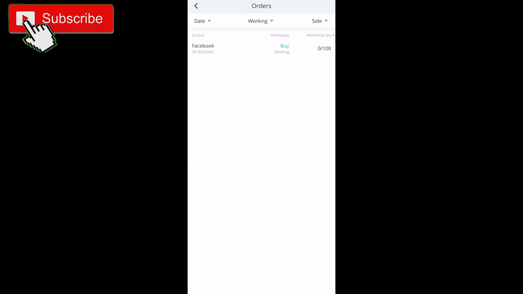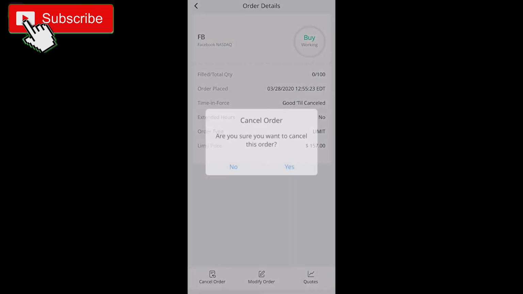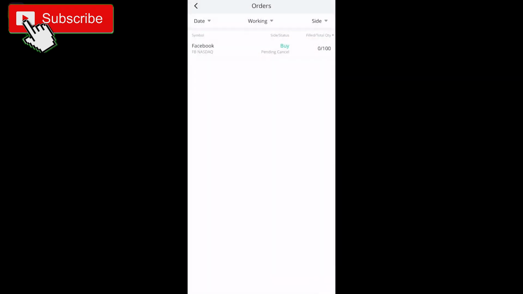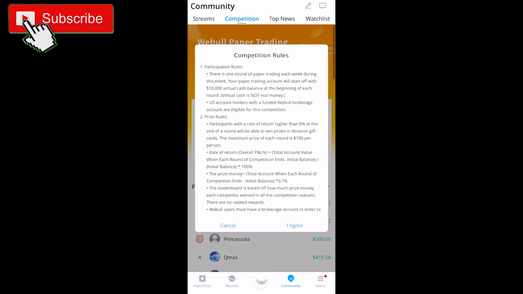And then it takes you to the order screen. Right here, if I click on it, I can actually modify or cancel this order, which I will cancel because I don't think I should be buying Facebook right now. So we go back to this competitions page.